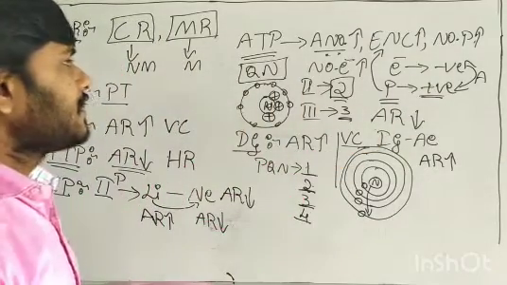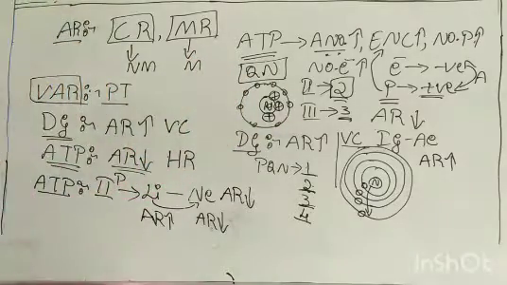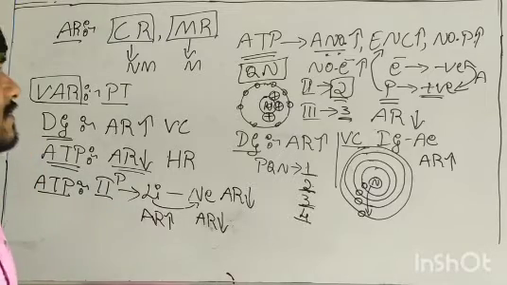Did you get this now, guys? This is about the variations of atomic radius down the group as well as along the period. Two more questions.